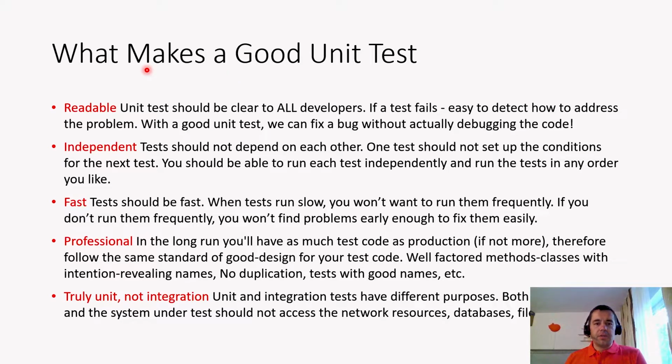Next, we'll see what makes a good unit test. Good unit tests are readable. They should be clear to all developers. If a unit test fails, it is easier to detect how to address the problem. With good unit tests, we can fix bugs without actually debugging the code. They should be independent. They should not depend on other tests. One test should not set up conditions for the next test. You should be able to run each test independently and run tests in any order you like.